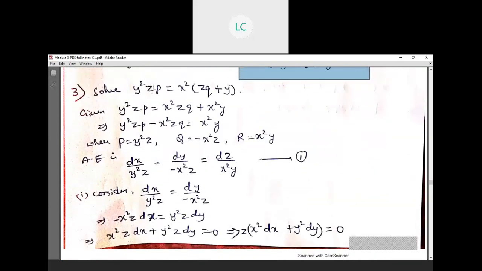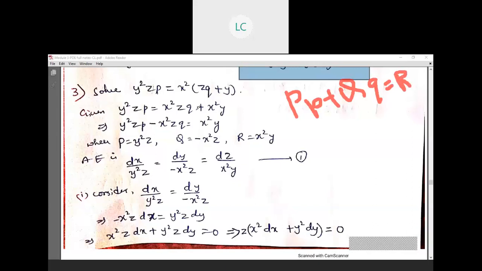The next one: y square zp is equal to x square into (zq plus y). Okay, first we should rewrite this in terms of standard form. Standard form means capital P into p plus capital Q into q is equal to capital R. This is the standard form.